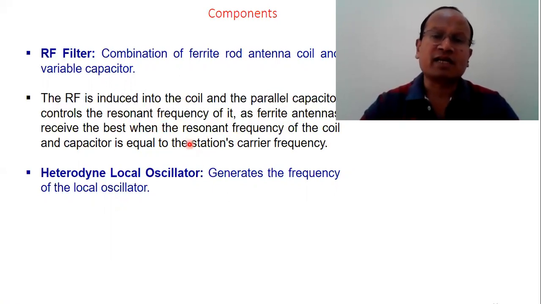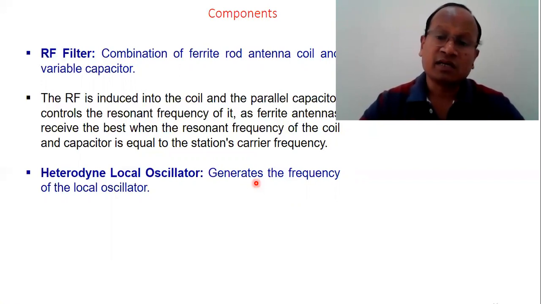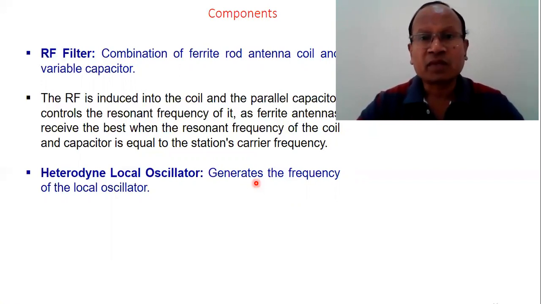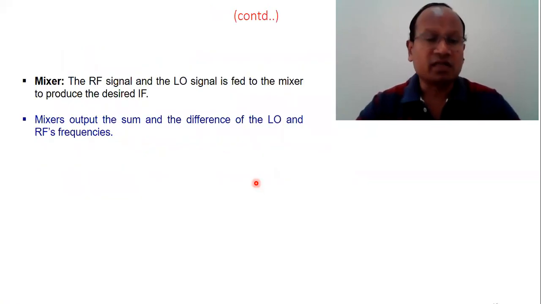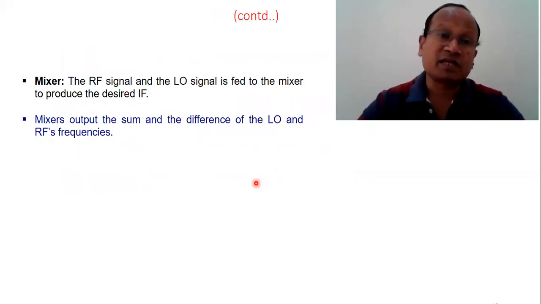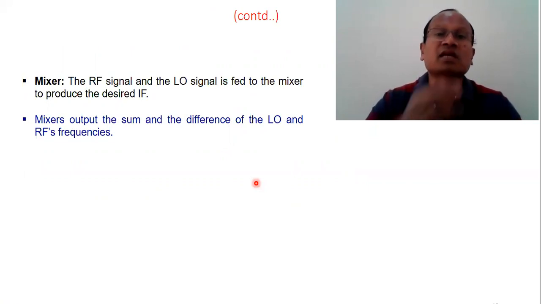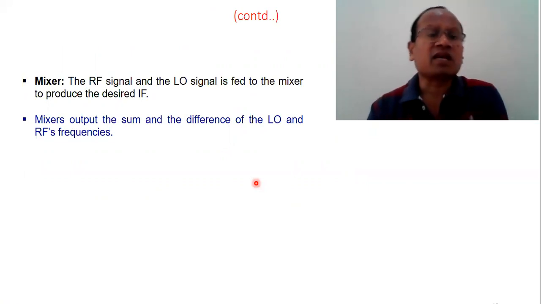Then the heterodyne local oscillator generates the frequency. We call it the local oscillator because it is generated locally in the receiver. We do not send it with the transmitted signal, so we call it the local oscillator frequency. Why is it needed? It is needed to mix with the original signal which is being received. There is a complete analysis which we will discuss in the subsequent lecture, on what the value of the local oscillator frequency should be so that there is proper recovery of the signal and we get better selectivity as well. Then comes the mixer.